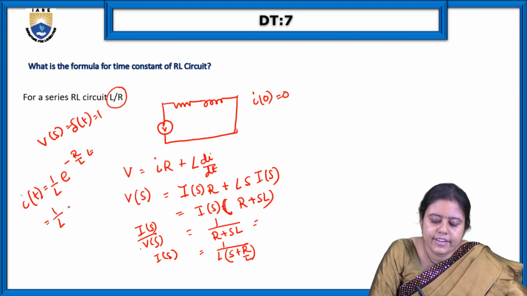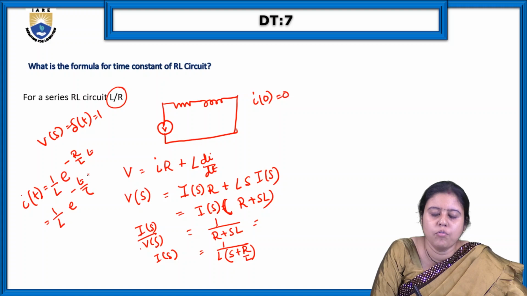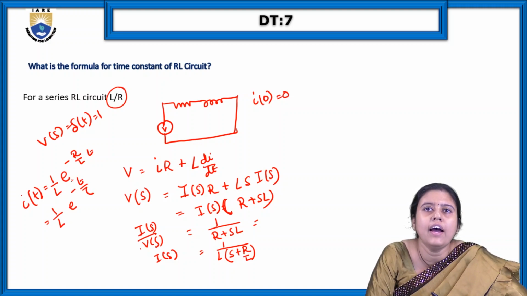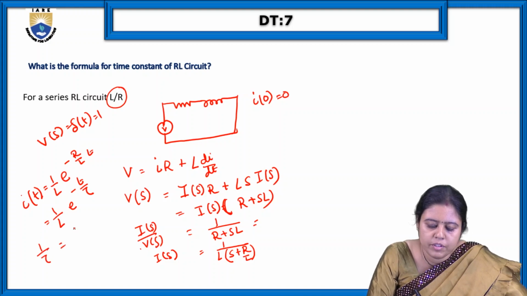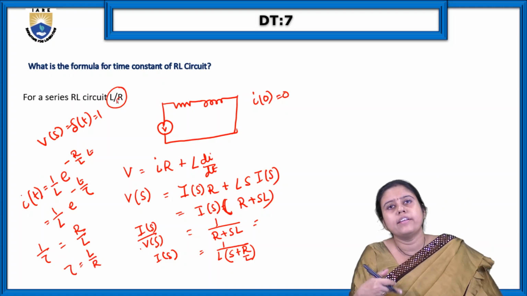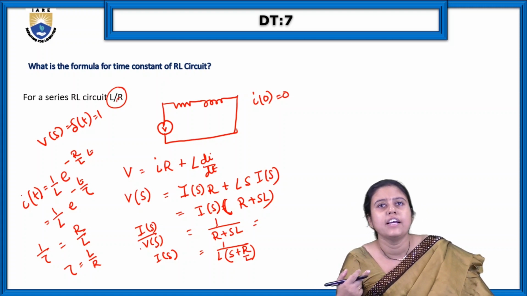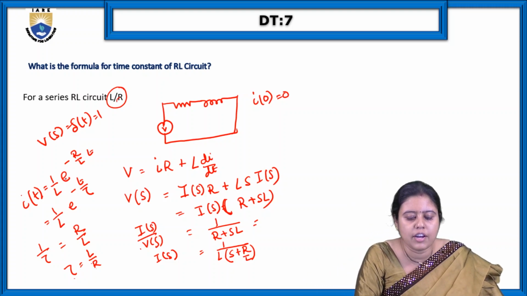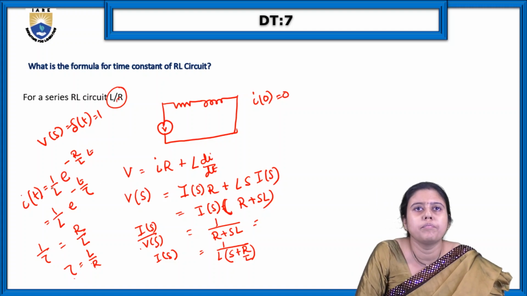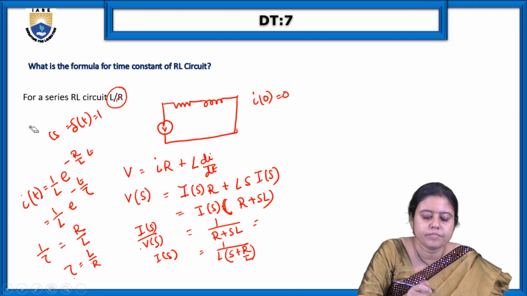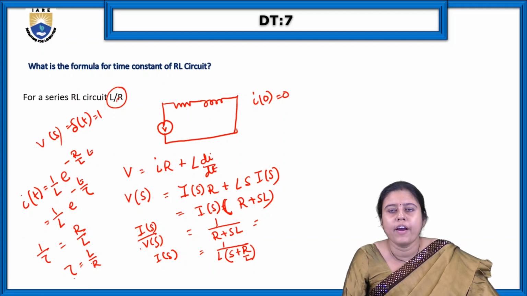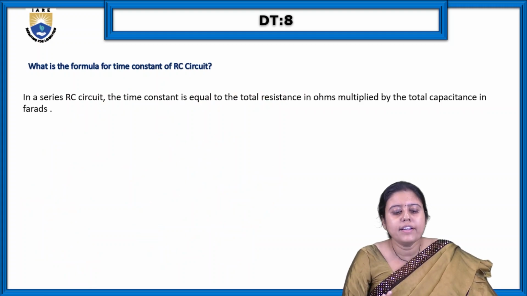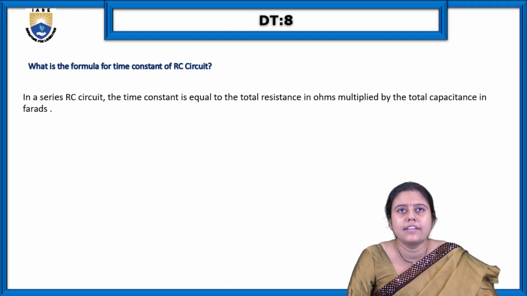Or we can write e to the power minus t by tau. So what is tau? Tau is nothing but the time constant. So what is 1 by tau? 1 by tau is equal to R by L, so the time constant is equal to L by R. If we put t equal to tau, we get e to the power minus 1. This means the time taken to reach the current is at 63.2%.